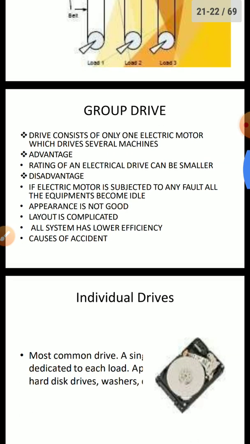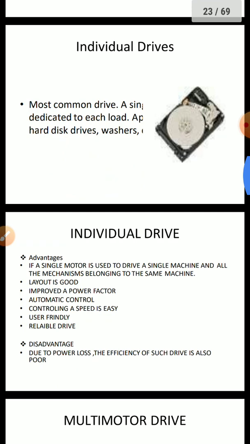Let us see next the individual drive. It is the most common drive. A single machine is dedicated to each load, for example in the case of hard disk drives, washers, hair dryers and all. So what are the advantages of the individual drive? The advantage is that a single motor is used to drive a single machine and all the mechanisms belonging to the same machine. This is the main advantage.